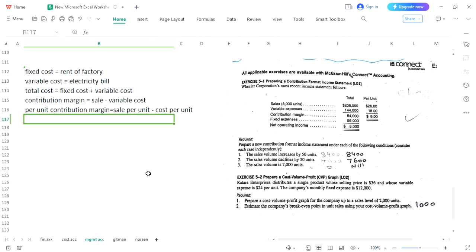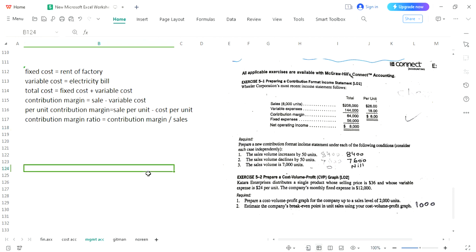And next you have seen contribution margin ratio. And how do you calculate it? By dividing contribution margin upon sales. So this way you will be able to calculate your contribution margin ratio.